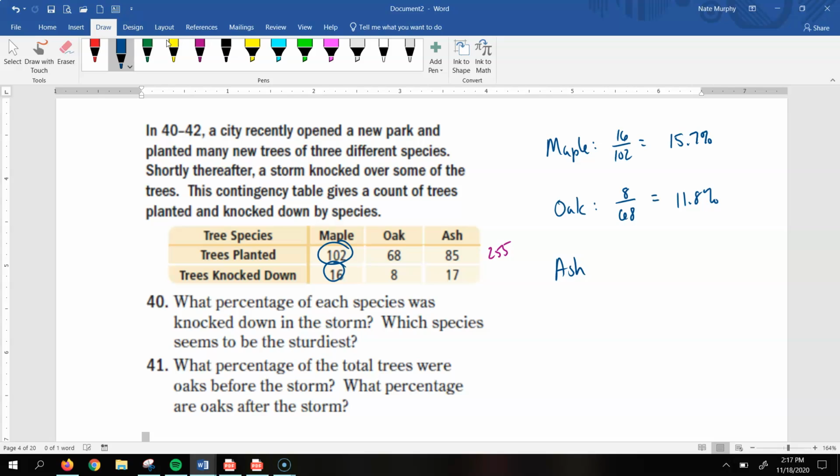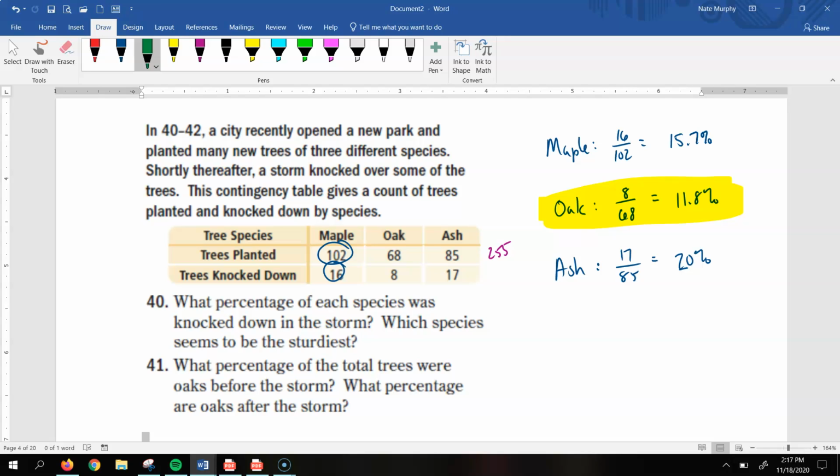And the ash trees are a cheaper tree, but you'll see why here in a second. And they grow quickly, but they're also prone to be knocked over because they don't have as good of a root system because they grow so quickly. And so an ash tree, there's 85 that were planted and 17 that were knocked down. So that gives you a total of 20% of those trees were knocked over. So when it says which species seems to be the sturdiest, it looks like the oak because those had the smallest percent of trees that were knocked down.